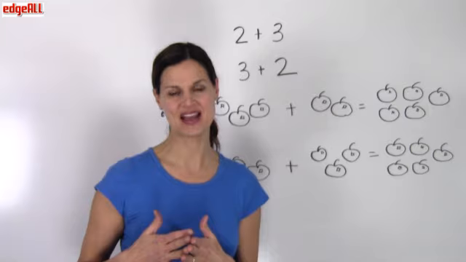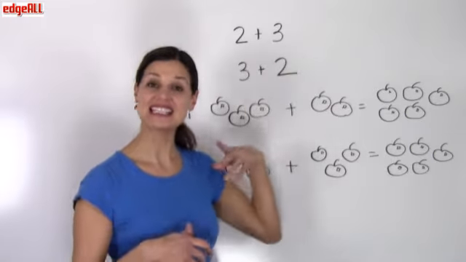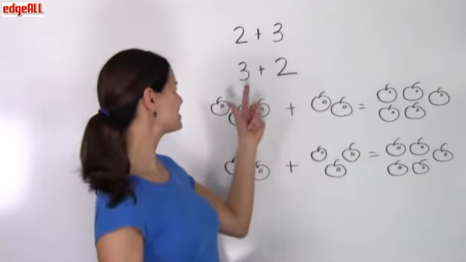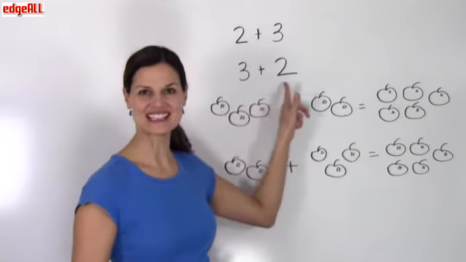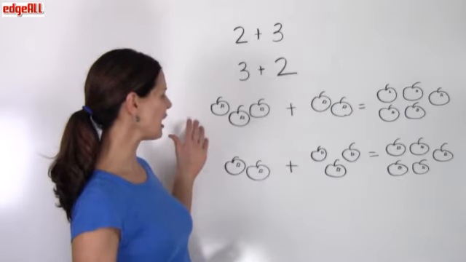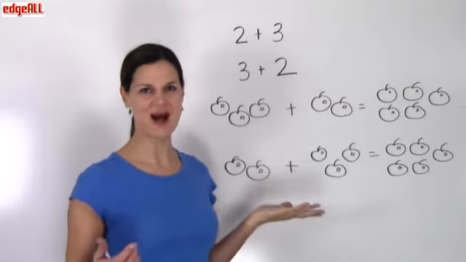the sum. So 2 plus 3 has the same sum, the same result, the same answer as 3 plus 2. And if you think about this in addition problem visually, you can see that this property becomes obvious.